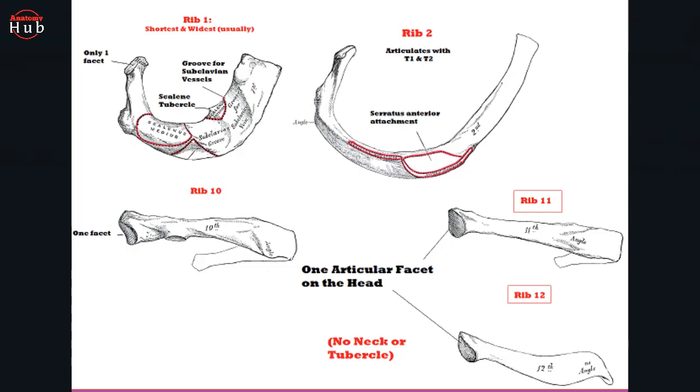In the 11th rib and 12th rib, you'll find the absence of the neck. The neck will not be present in the 11th and 12th, and they also contain one single facet, which is for the articulation of the corresponding vertebra. That's why the 1st, 2nd, 10th, 11th and 12th are the only atypical ribs, and all others are typical ribs. That means from the 3rd to 9th, they are typical.